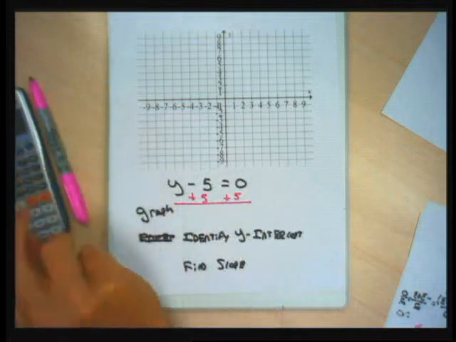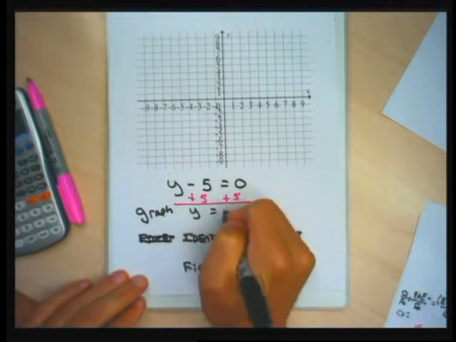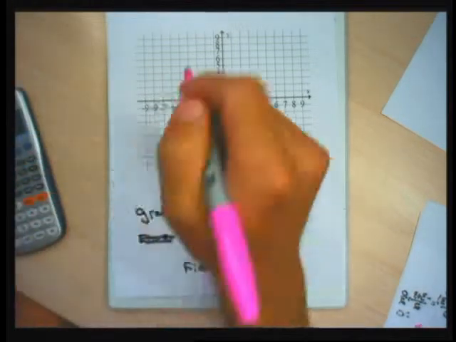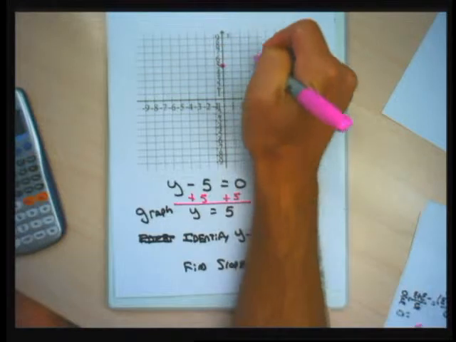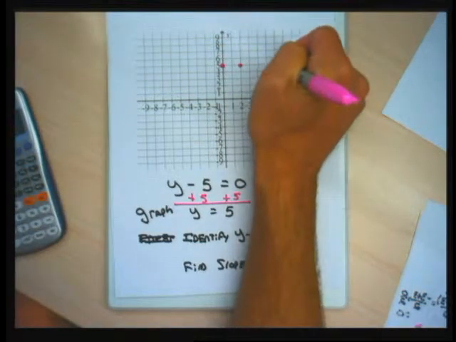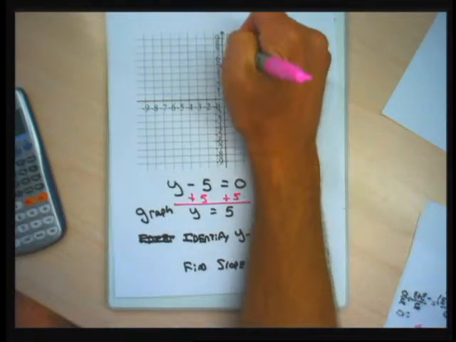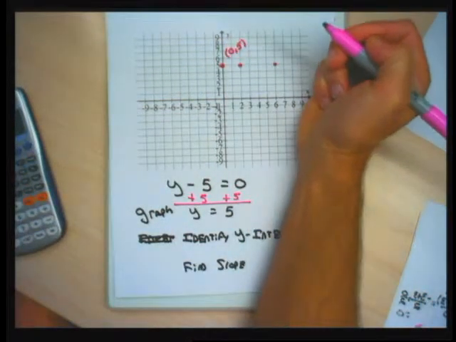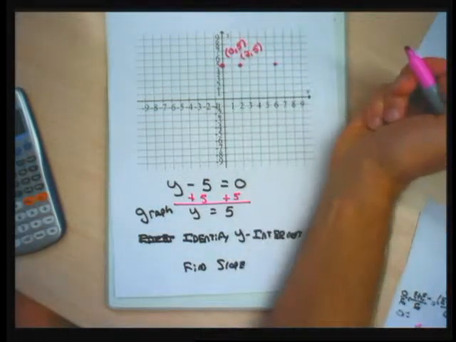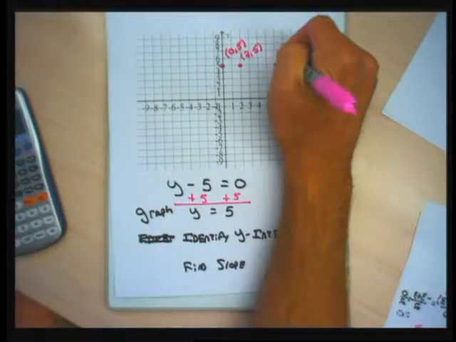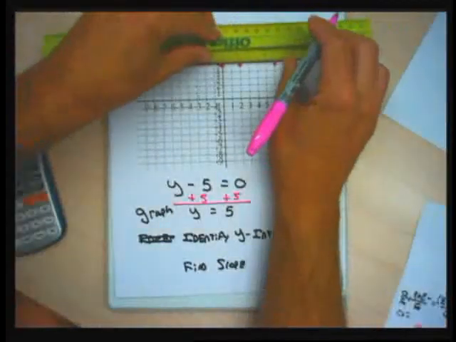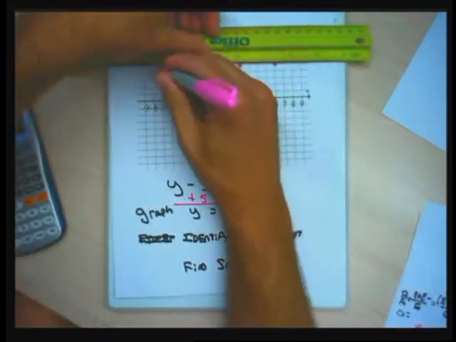When I solve the equation for y, I'll add 5 to both sides and get y equal to 5. That's what I need to graph. I need to graph points that have 5 for the y. So I'm going to graph a few points. Seems like more than enough points here. Here's the point 0, 5. It belongs on the line because its y coordinate is 5. Here's the point 2, 5. It also belongs on the line because its y coordinate is 5. Here's the point 6, 5. It belongs on the line because its y coordinate is 5. This is kind of overkill, but it's good enough.